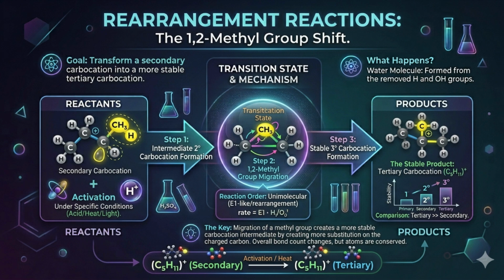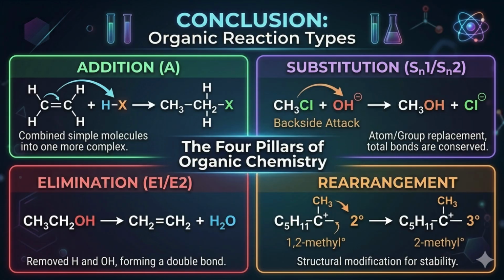Here's a pro tip: by moving just one methyl group, the molecule creates a more substituted, stable intermediate. The atoms are all still there, but the new arrangement makes the molecule far more ready for the next step in a chemical synthesis. By recognizing these 4 patterns, you can predict how even the most complex organic molecules will behave. Master the movement of electrons, and you master the reaction.